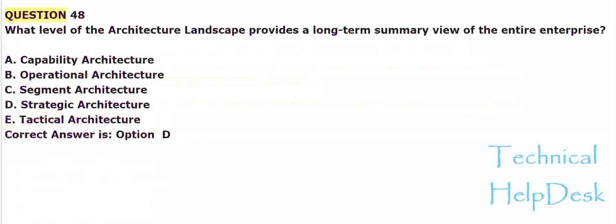Question 48. What level of the architecture landscape provides a long-term summary view of the entire enterprise? A. Capability architecture. B. Operational architecture. C. Segment architecture. D. Strategic architecture. E. Tactical architecture. Correct answer is option D.